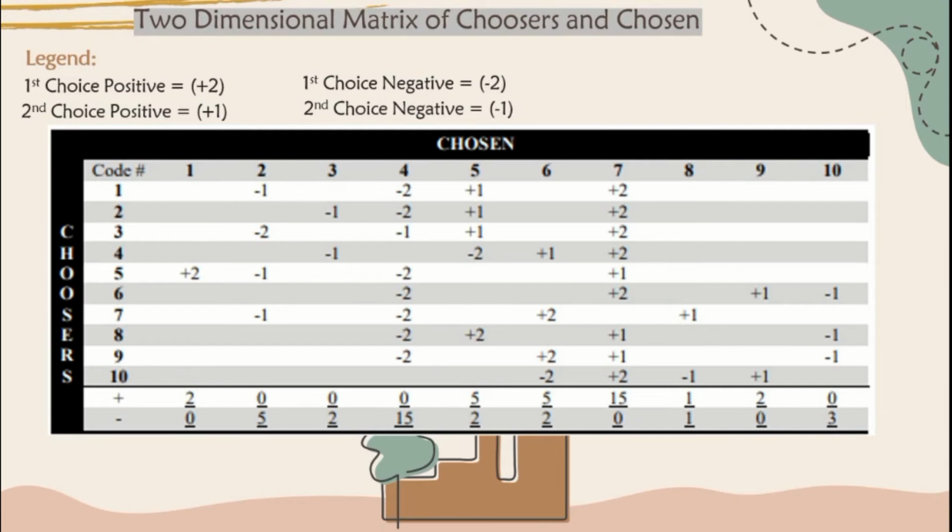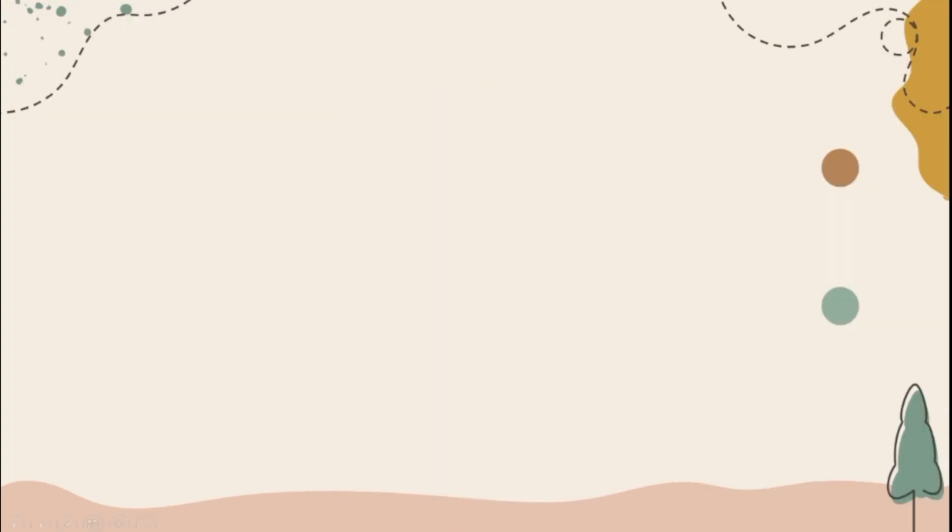For the last two rows below, the first row is the sum of the scores of the first choice positive, and the last row is the sum of the scores of the choice negative. Now, we will find the mean. The formula of mean is mean equals total score over n. The total score of positive and negative scores is 30, and the n is 10. 30 over 10 equals 3. Therefore, the mean is 3.